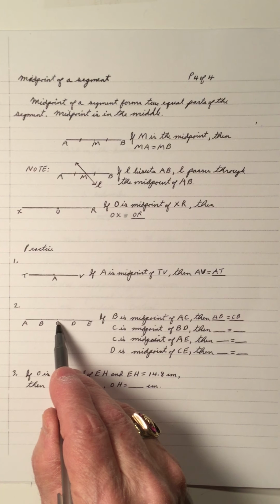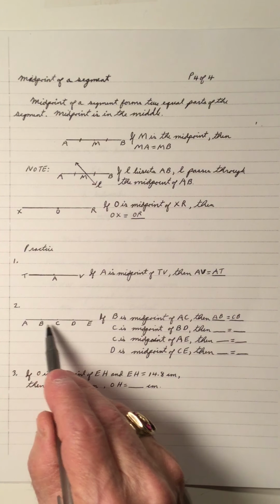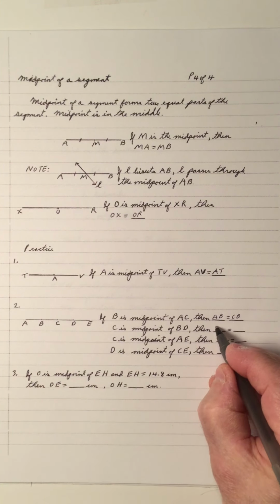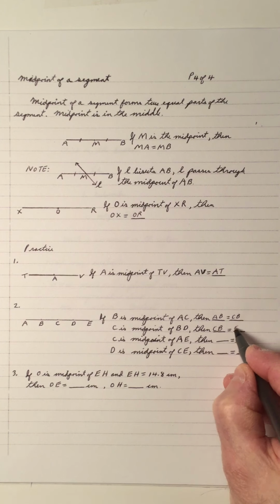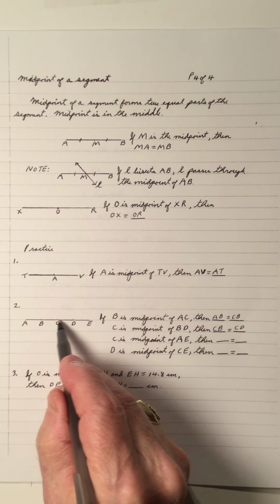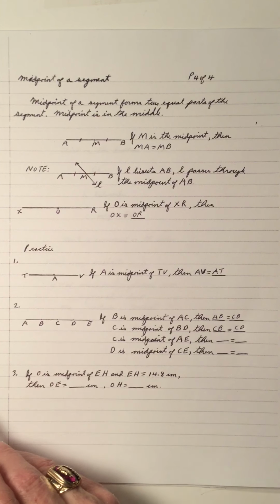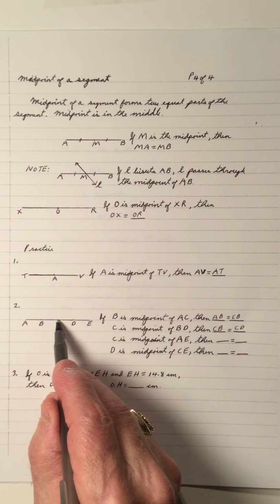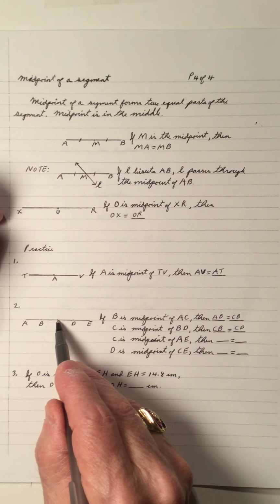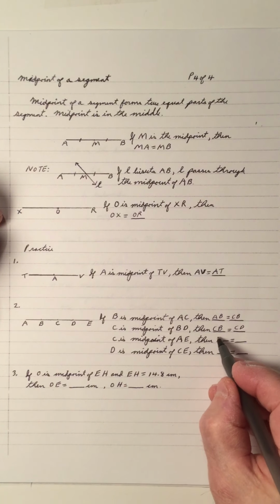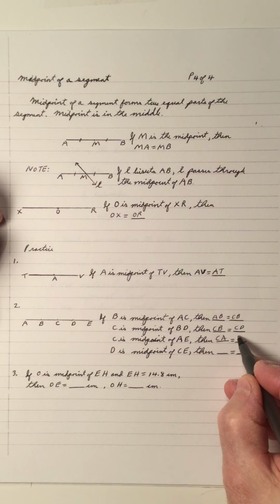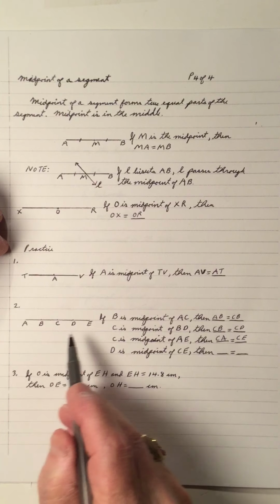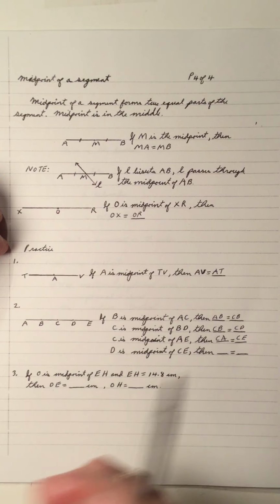So if that's the midpoint of this segment, that's in the middle, these two segments are equal. If C is the midpoint of BD, so C is the midpoint of this one, so that means that CB equals CD. That's the midpoint of this segment, so these two are equal. C is the midpoint of AE, so C is in the middle of this long one. So if that be the case, CA equals CE. Notice when I do midpoint or bisector, I start from the middle and work out. I work each side of that midpoint, or work each side of the bisector.